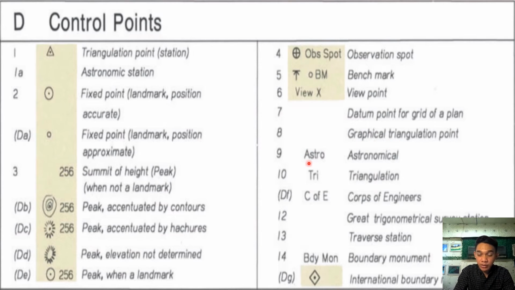The 9 is astro, which is astronomical. Number 10 is tri, which is triangulation. So triangulation is different from triangulation point. So the next is C of E, which is Corps of Engineers. So 12 is Great Trigonometrical Survey Station. 13 is Traverse Station. 14 is BDY-MON, or Boundary Monument. And the next is a diamond with a dot on the inside, which is an international boundary monument.